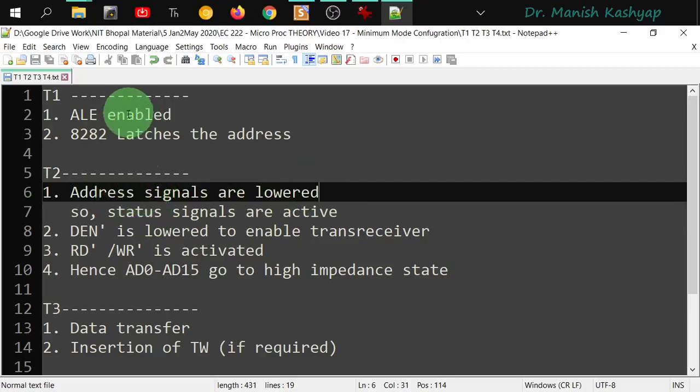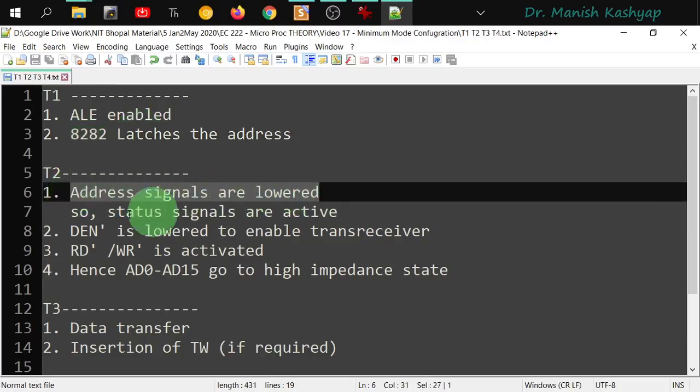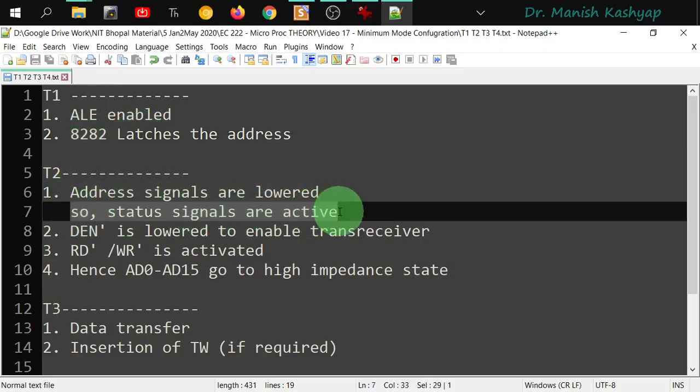I mean, since the addresses have been latched in the 8282 IC, you do not need addresses now on the address bus. Now it has to be treated as data bus. So these address signals are lowered, and the status signals will become active. Why? Because address signals are from A0 to A19, and the address bus is only from AD0 to AD15, because we only have a 16-bit address bus.